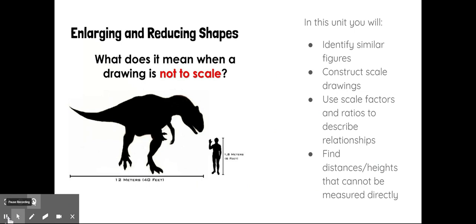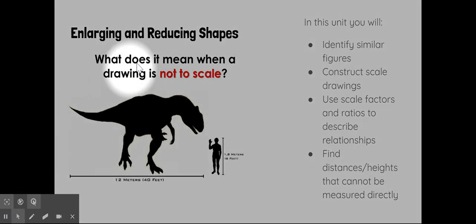So in this unit, we're going to identify similar figures. We're going to start constructing what we call scale drawings. We're going to use scale factors and ratios to describe relationships, and we're going to find distances and heights that cannot be measured directly. So over here, we have this fun little drawing.